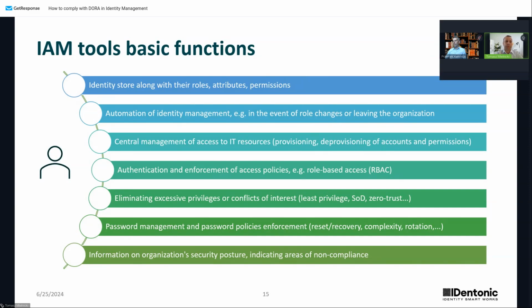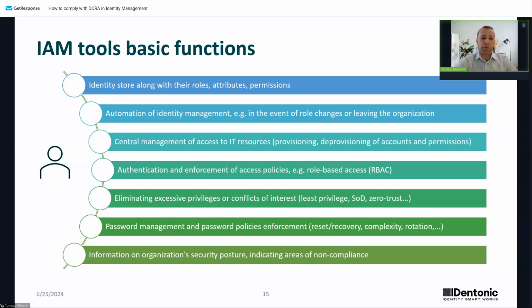It also allows to manage the actual access to IT resources by provisioning accounts and permissions, and also making the authentication of the user before granting an access, as well as enforce the policies. For instance, policies that can refer to roles, so role-based access control, maybe segregation of duties, least privilege, and so forth. So we can set these kind of policies, and then the IAM tool can enforce them in practice. The tools can also eliminate some excessive privileges or conflict of interest. It's actually, again, something around policies that we can apply.